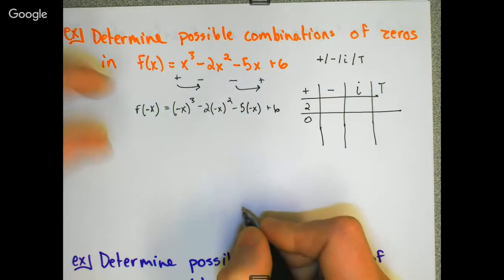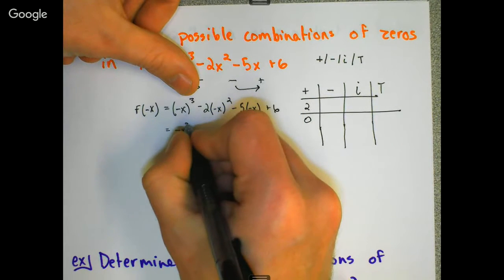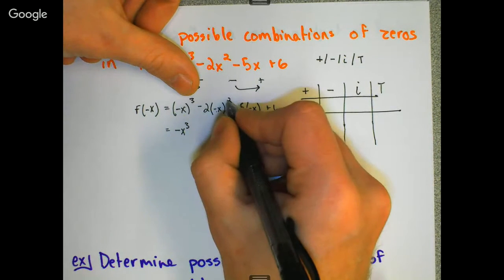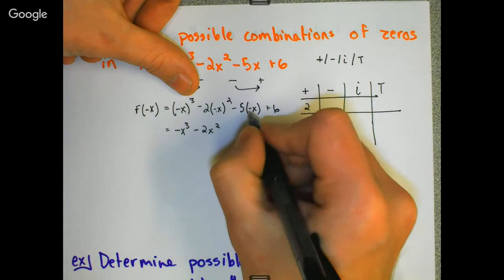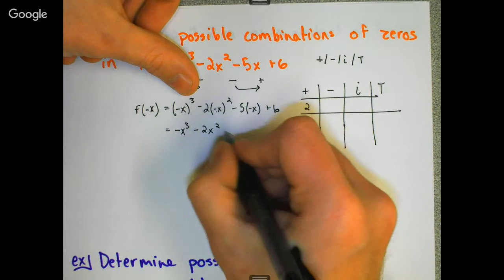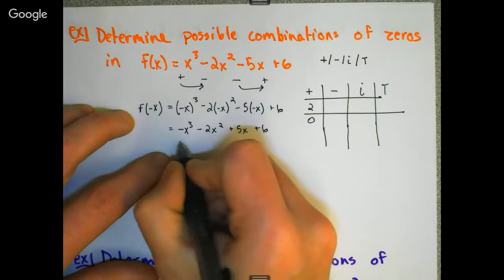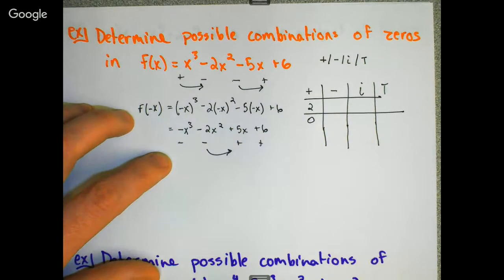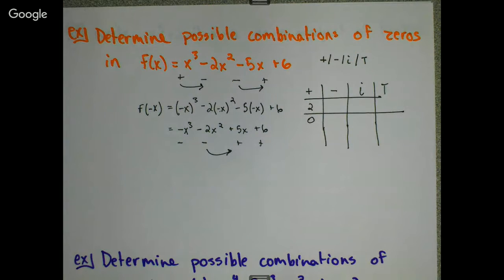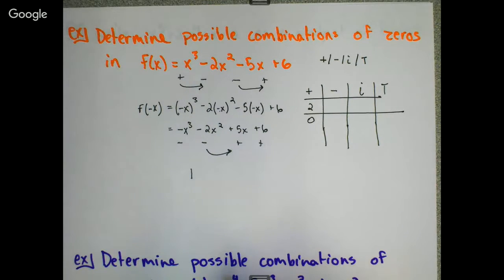Okay, and I figure it out. Well, negative x to the third is minus x to the third. Negative x squared is a positive x, so that one stays negative. So negative x times negative 5 is a plus 5x, and I still have a plus 6. So this is negative, negative, positive, positive. So that changes once. Okay, so there has to be one negative zero.